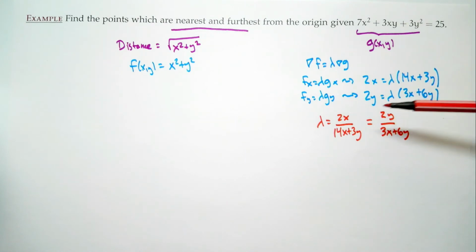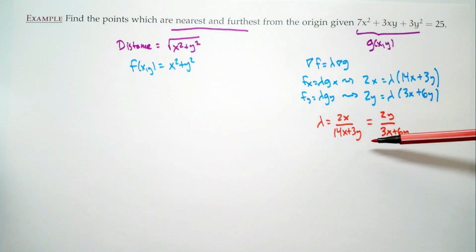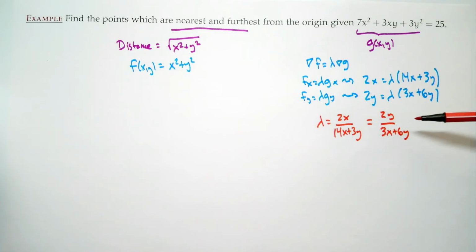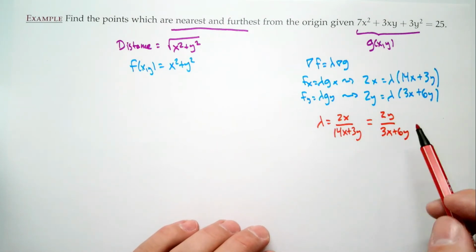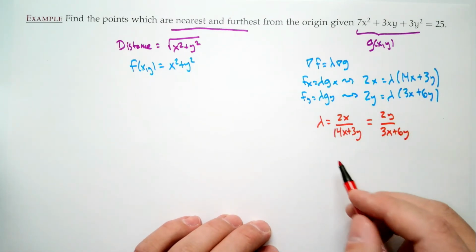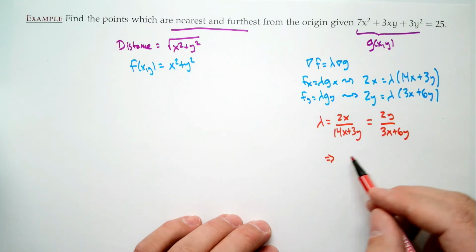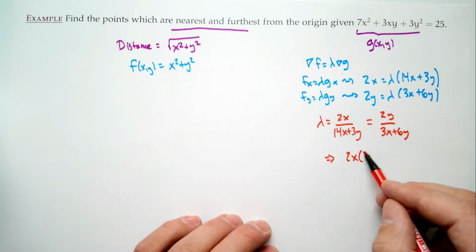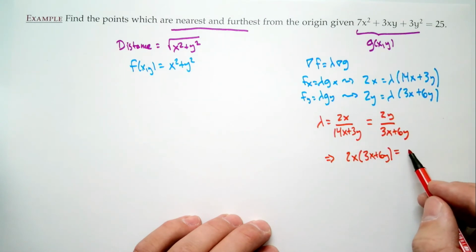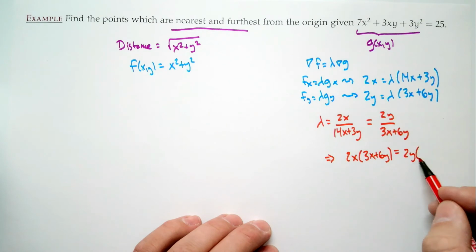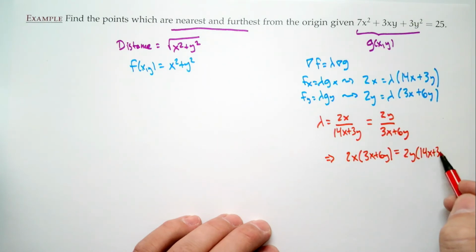Now, lo and behold, we have a nice relationship. So it has to be the case that 2x divided by 14x plus 3y has to equal 2y divided by 3x plus 6y. So we can start from that point. Now, what's the next thing we do? Cross multiply. Because fractions are not our friends. They pretend like they are, but they're not. So we get 2x times 3x plus 6y is equal to 2y times 14x plus 3y.